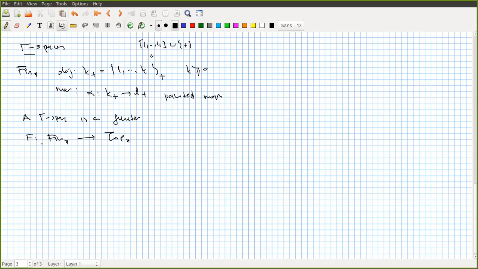Just to be clear, are you viewing 1 through K as an ordered set or just a set with no additional structure? No additional structure. They are not ordered, so we have only pointed sets. Yes.